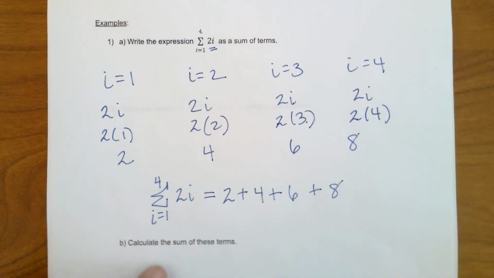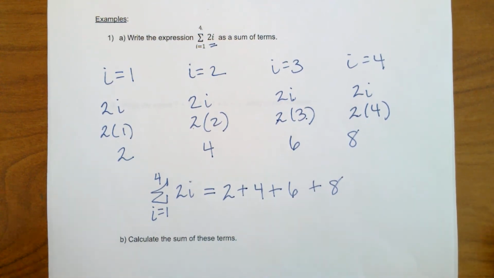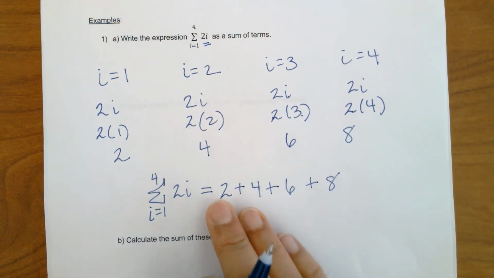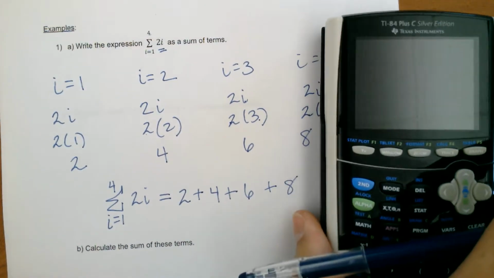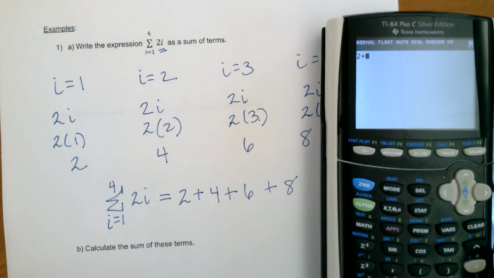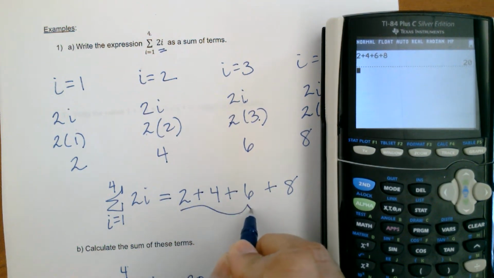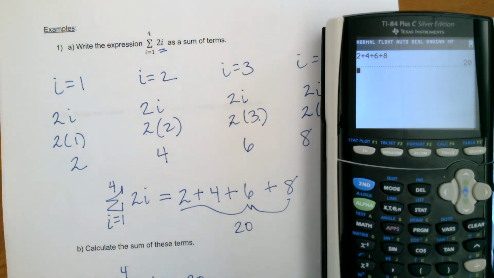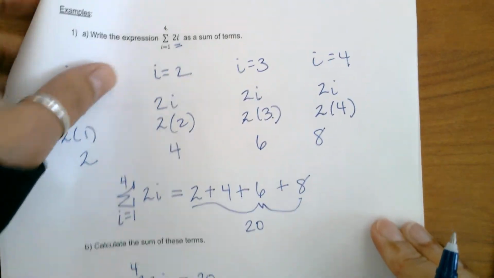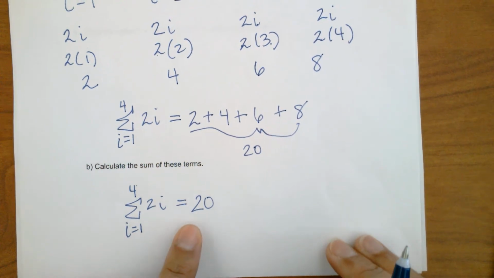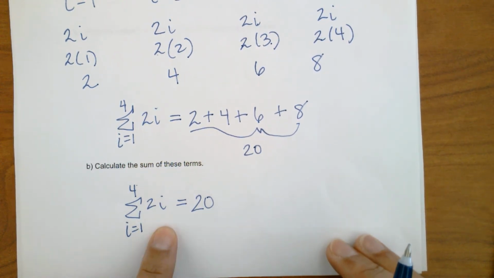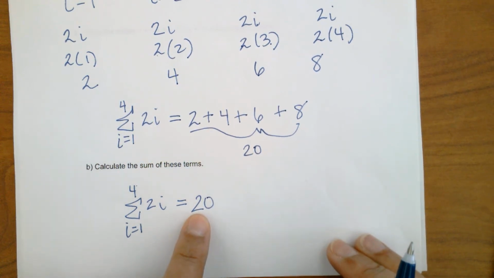Now, part B, let's actually calculate. So what do we do? We add these numbers up. We add 2 plus 4 plus 6 plus 8. So let's do that. 2 plus 4 plus 6 plus 8 is 20. So from i equals 1 to 4 of 2i equals 20. So when you add all of these numbers up, you're going to get 20. And this is how you write the sum of the terms. Add them up. That's how you write it.